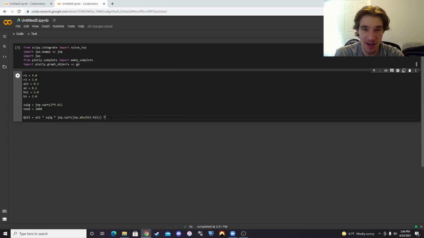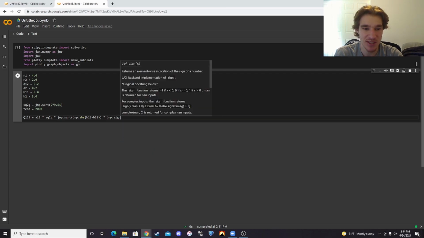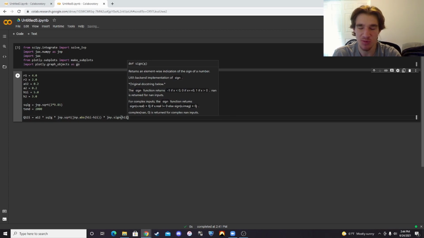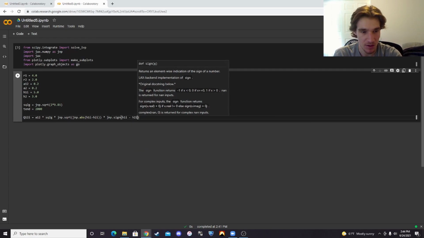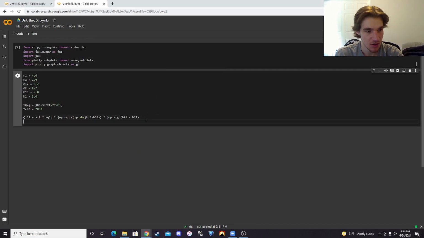But to make up for that, we can go ahead and do jnp.sign, and what this does is if it is a negative number, it'll just multiply the whole thing by -1, but if it is a positive number, it will just keep it multiplied by 1. It sets this variable to 1 or -1 based on a positive or negative number. That is our Q12 initial.